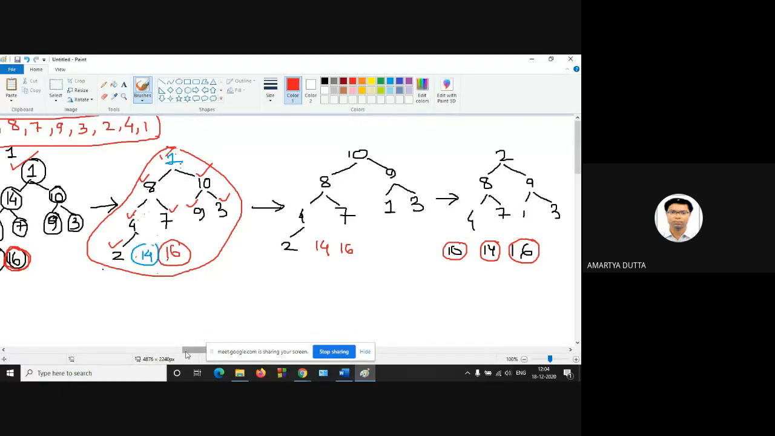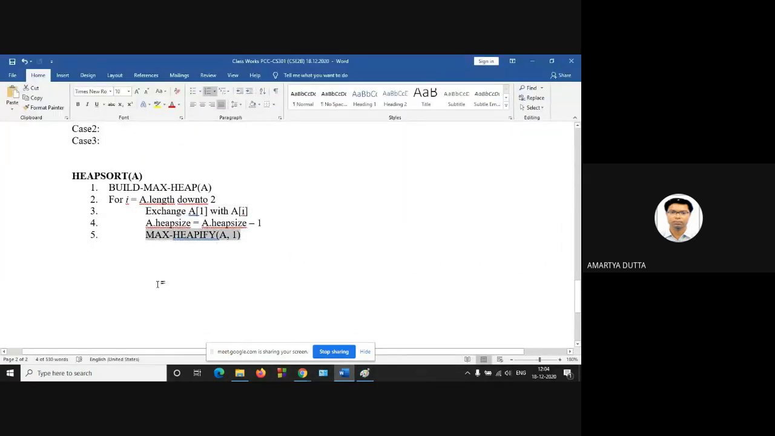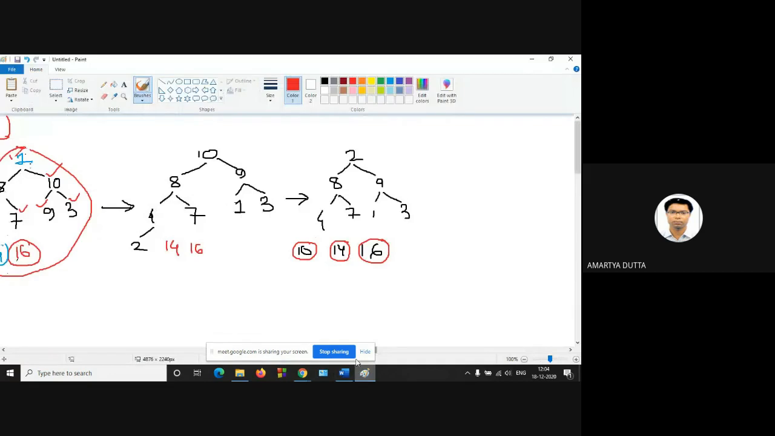Now you have to call max-heapify A1 at position 1. So after the max-heapify function, 2 is replaced with 9. So write down 9 and this will be 2. Again 2 is replaced with the larger of 1 and 3, so it is replaced with 3. So this is your 3 and this is your 2.